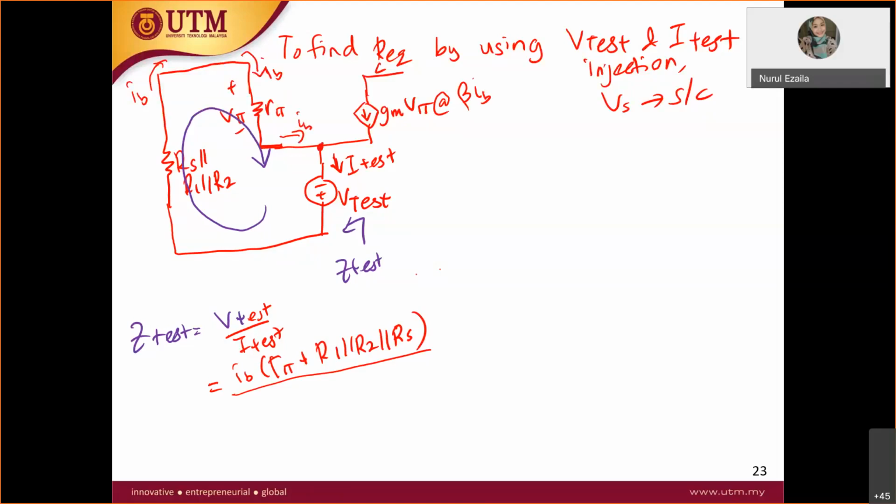Which is IB and beta IB. So I test here is IB plus beta IB. Cancel out everything, so you will get here R pi parallel A plus R1 parallel with R2 parallel with RS over beta plus 1. Not finished yet, this is just for the Z test.